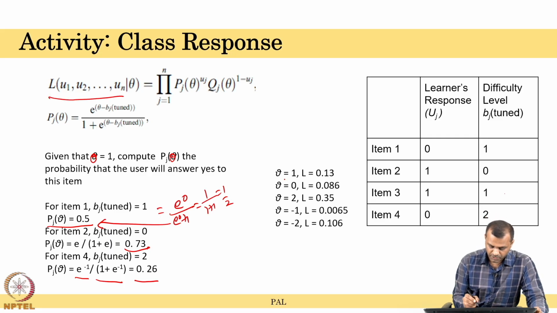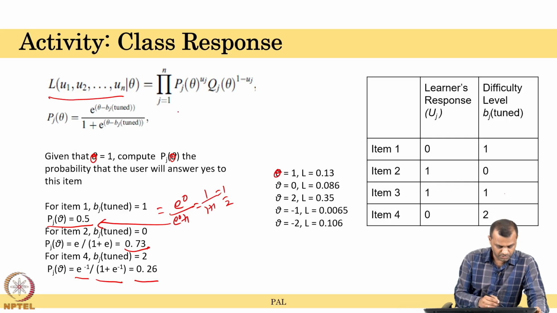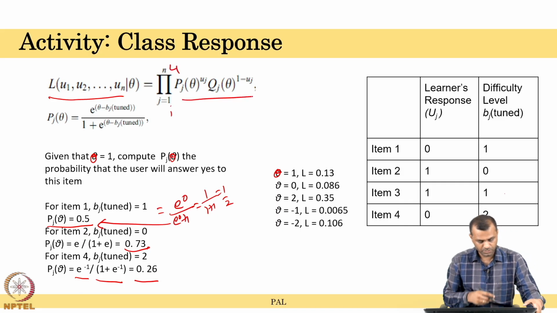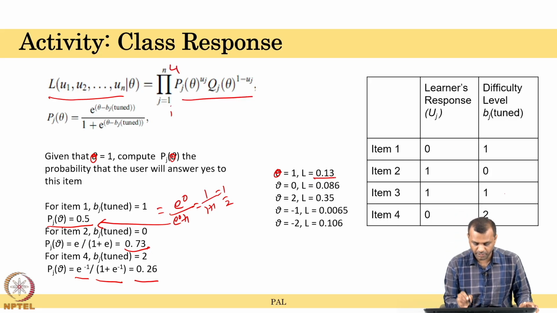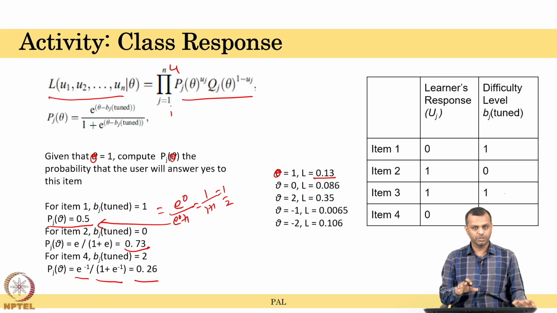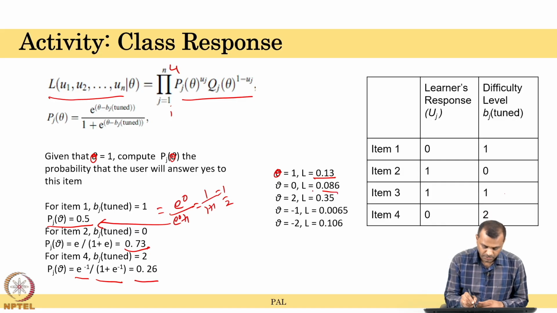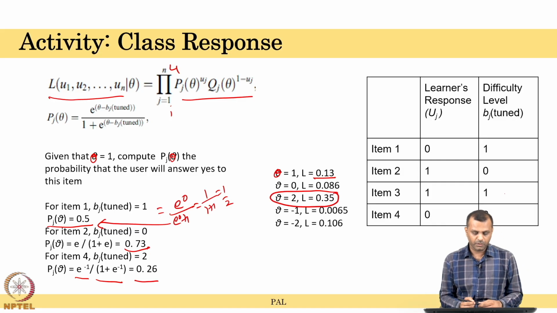Let's say for theta equal to 1, compute all those values we computed for items 1 to 4, and find the L value. L value will be 0.3. I want you to compute it. I hope it's easy to compute. If I compute for multiple thetas, 1, 0, 2, -1, -2, say, you will have a likelihood probability for each, and we will take the maximum likelihood probability. So we will say theta 2 has the maximum likelihood probability.